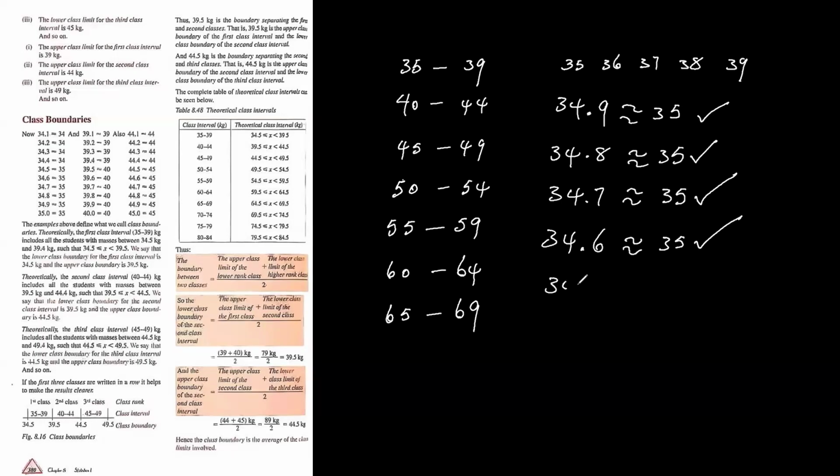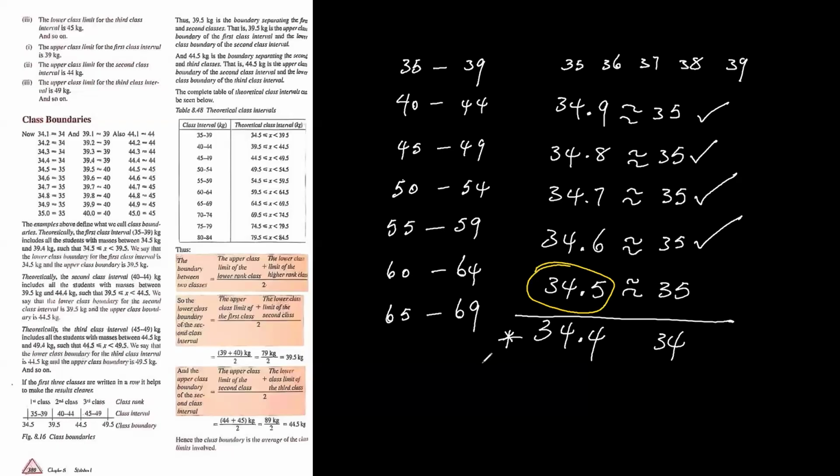What about 34.5? Yes, it's approximately right. So 5 or more. What about 34.4? No, it's not. It's closer to 34. So our lowest boundary would be 34.5. Our lower boundary for this group is 34.5.